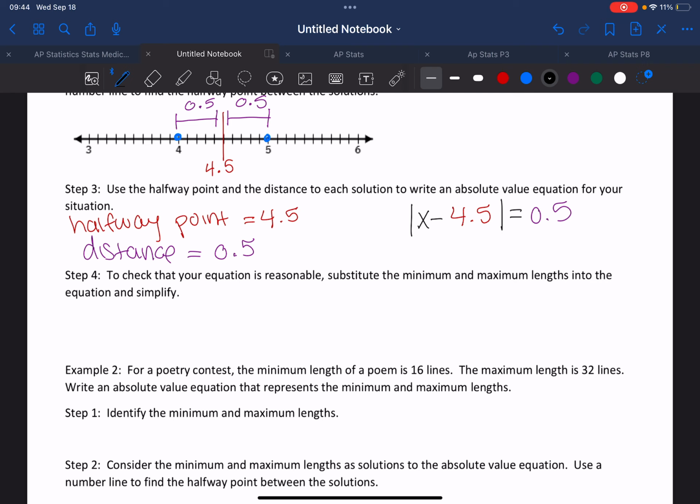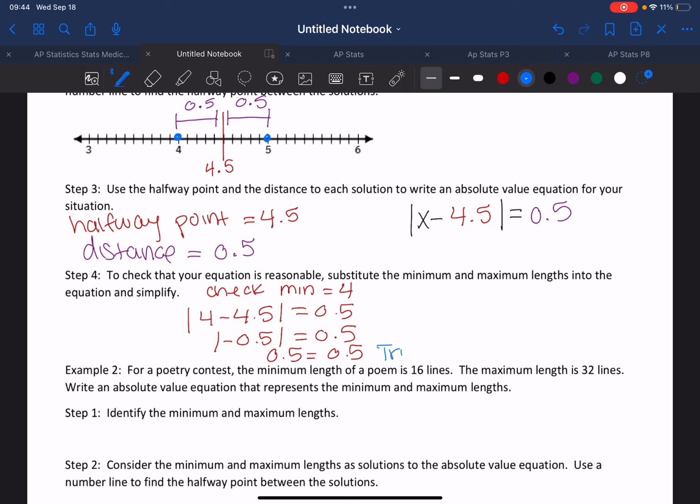So I'm going to do my check. So I'm going to first check my minimum, which was 4. So I'm going to do absolute value of 4 minus 4.5 is equal to 0.5. 4 minus 4.5 is negative 0.5 is equal to 0.5. When we take the absolute value, it gets rid of that negative, so we have 0.5 is equal to 0.5. This is a true statement, so it checks out for the minimum value.